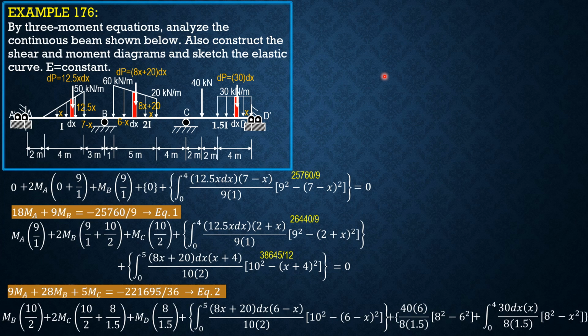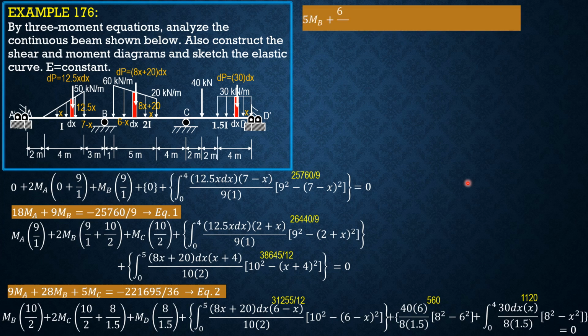So that is B, or x. Then it equals 0 because the horizontal line through C crosses both B and D. So the value of this integral is 31255 over 12. This one is 560. This integral is 1120. So simplifying, 5 MB plus 62 over 3 MC plus 16 over 3 MD equals negative 51415 over 12. Call that equation 3.